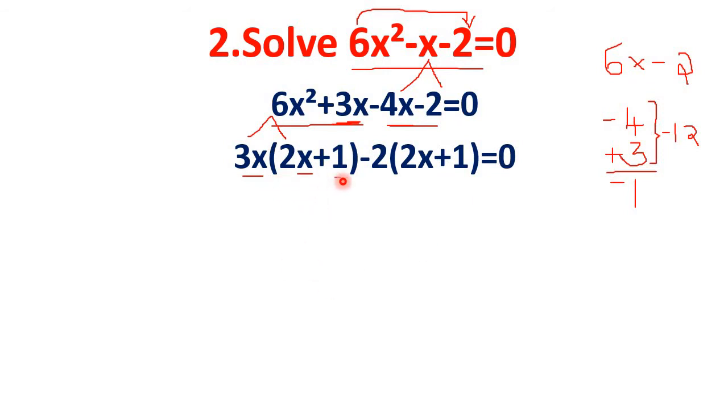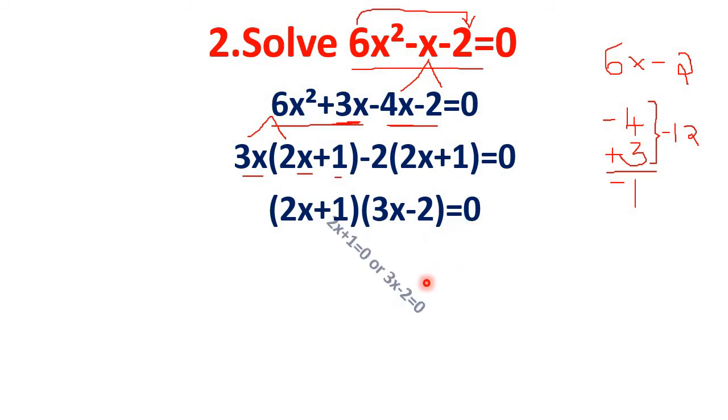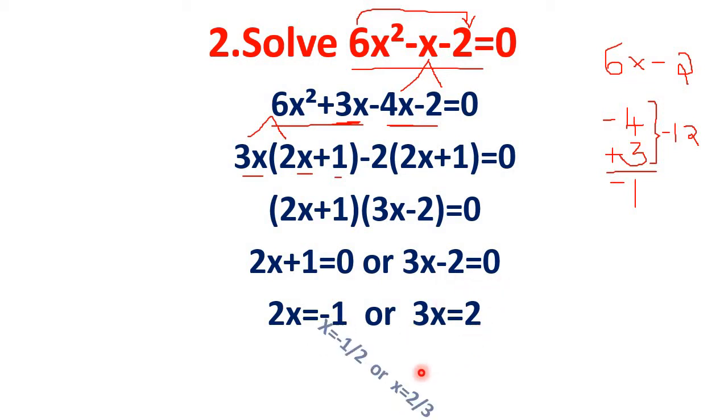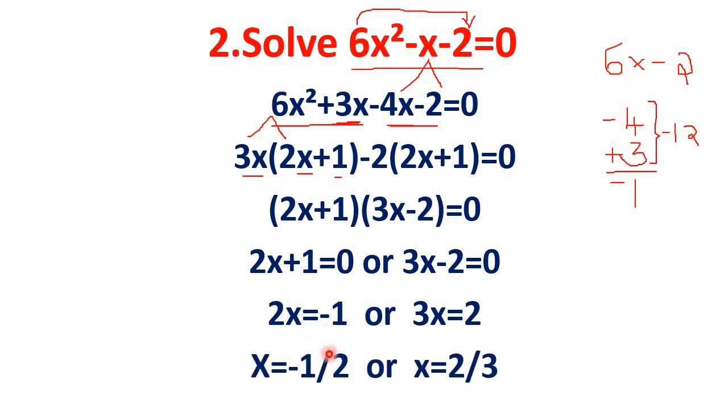Now here 2x plus 1, 2x plus 1 is common. So if you take out 2x plus 1 as common, then the remaining term is 3x minus 2, which is equal to 0. Now equate 2x plus 1 equal to 0 and 3x minus 2 equal to 0. Now transpose plus 1 to RHS, it becomes minus 1. Here also we transpose minus 2 to RHS, it becomes plus 2. Therefore we can write x is equal to minus 1 by 2 or x is equal to 2 by 3.